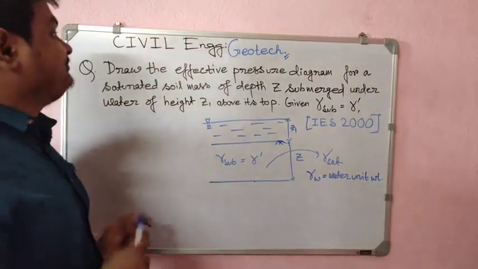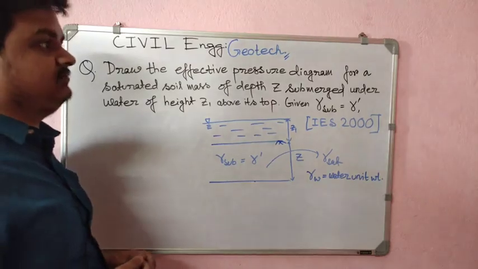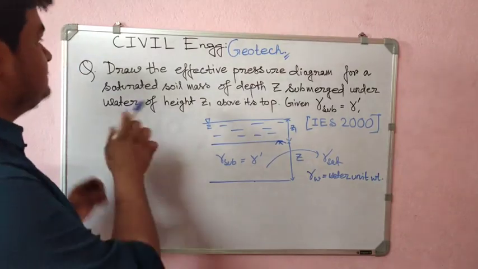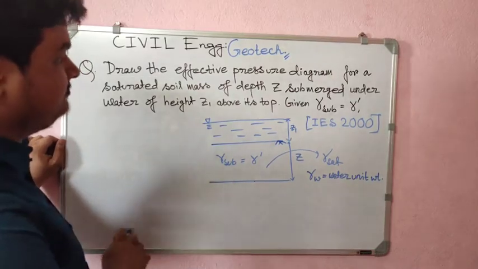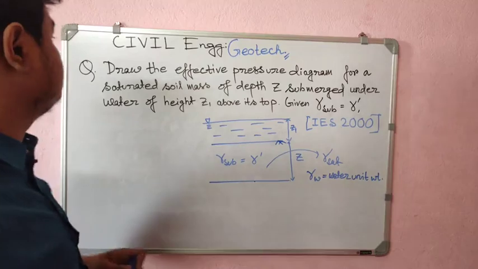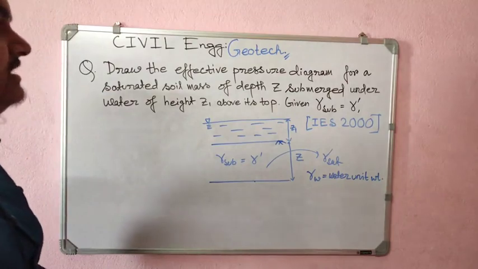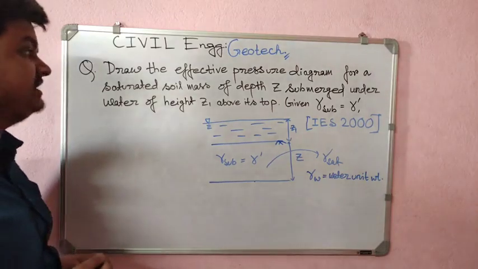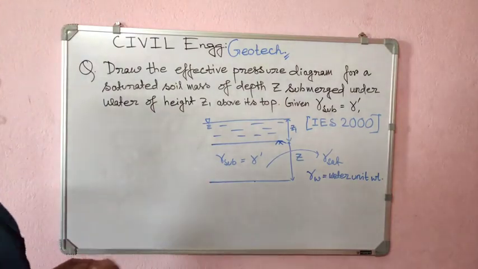Let's see the next problem we have for the effective stress concept. First we will be drawing the effective stress diagram for this given situation. So first read the problem: draw the effective stress pressure diagram for a saturated soil mass of depth Z submerged under water of height Z1 above its top, and it is given that gamma submerged equals gamma dash.